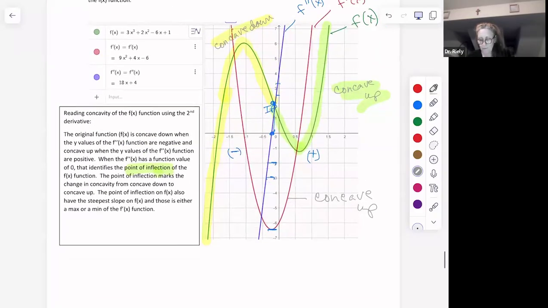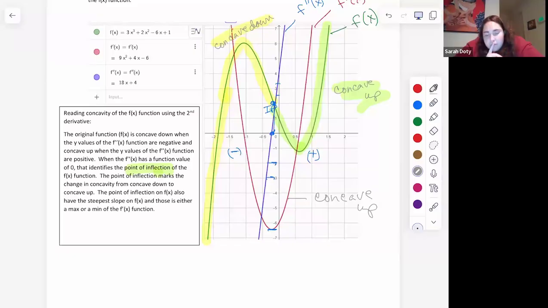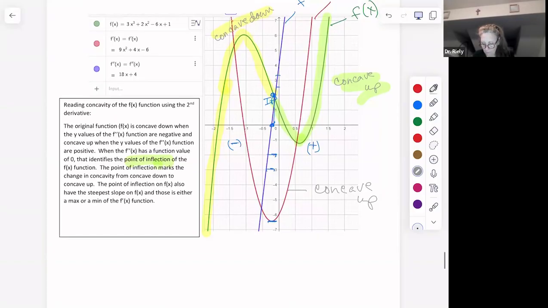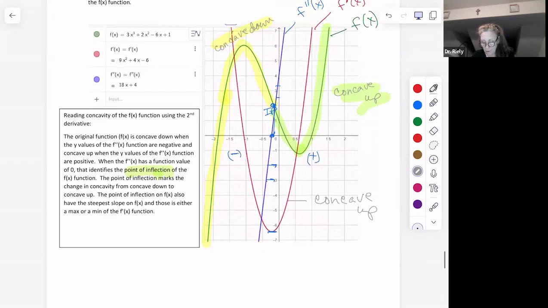And remember, the inflection point is the steepest point of the curve, and you find it between the max and the min, or the min and the max, depending on where you're looking. And that's where that is. And the inflection point of the original function will either be the minimum or the maximum of the first derivative. And it'll be a root of the second derivative.